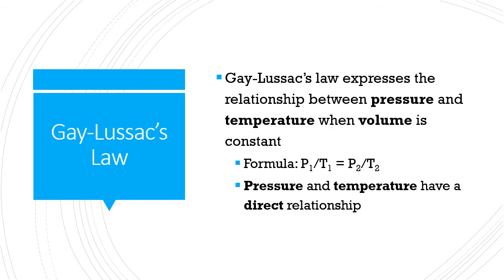Our third law is Gay-Lussac's law, which expresses the relationship between pressure and temperature, assuming that volume is constant. The formula for this is P1 over T1 equals P2 over T2. Once again, the ratio of pressure and temperature in the initial situation must equal the ratio afterwards. This formula looks very similar to Charles's law. This is because pressure and temperature also have a direct or linear relationship, just as volume and temperature did. So as one gets larger, the other must get smaller.